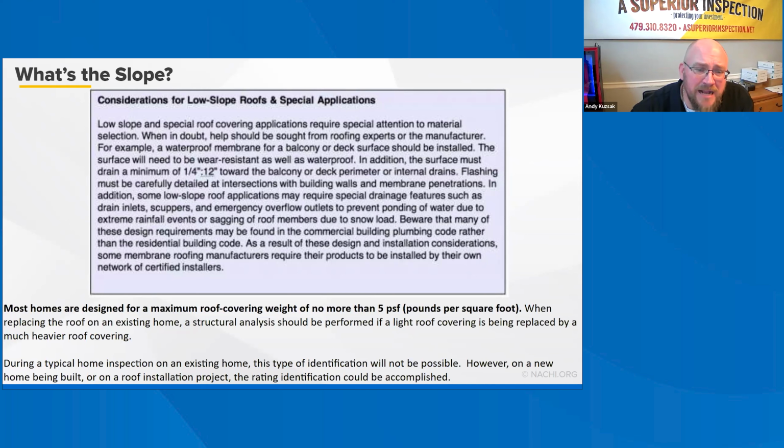Most homes are designed for a maximum roof covering weight of no more than 5 pounds per square foot. When replacing the roof on an existing home, a structural analysis should be performed if a light roof covering is being replaced by a much heavier roof covering. During a typical home inspection on an existing home, this type of identification will not be possible. However, on a new home being built or on a roof installation project, the rating identification could be accomplished.